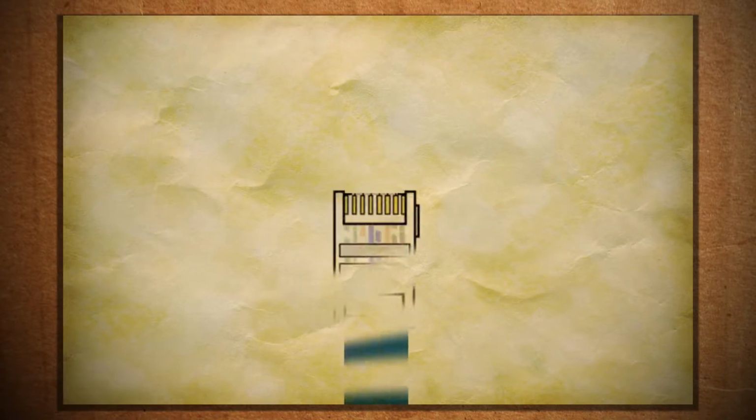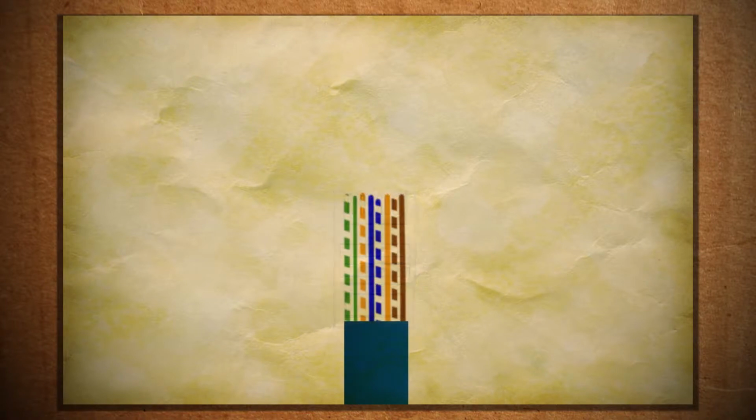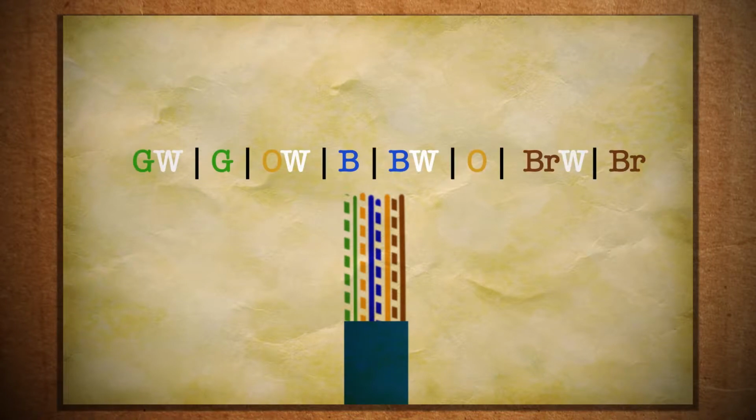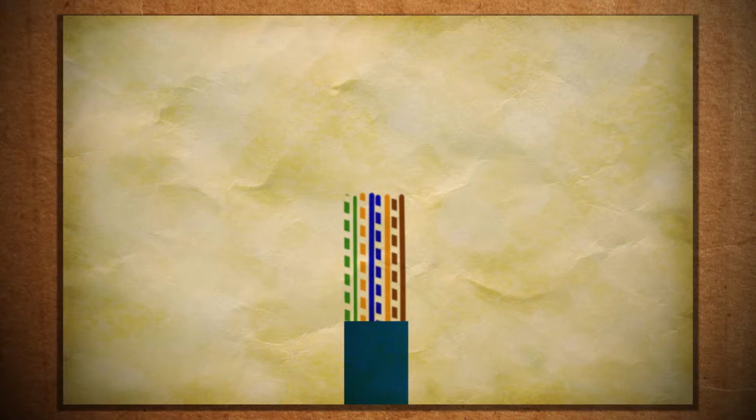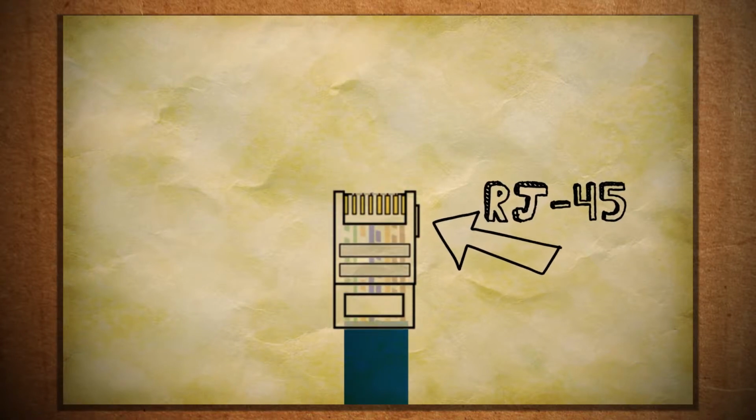Here's how a standard Ethernet cable works. In each cable there are 8 wires, unlike the phone cable which only has 6. This is the standard way in which Ethernet wires are arranged. But as long as the color arrangement on one end matches the color arrangement on the other end, you should be fine. These wires are then aligned and fitted into a connector called a registered Jack 45 connector.